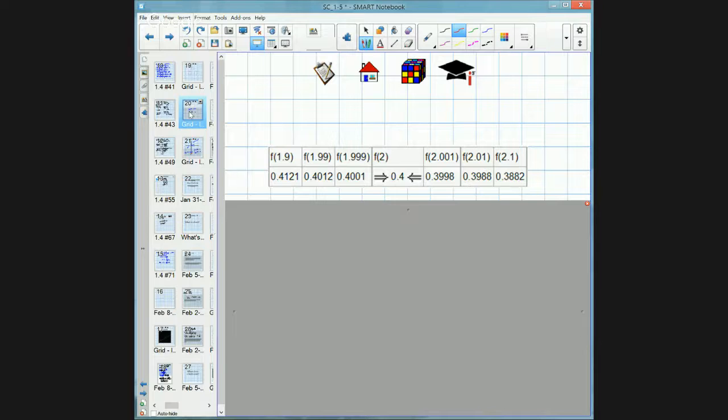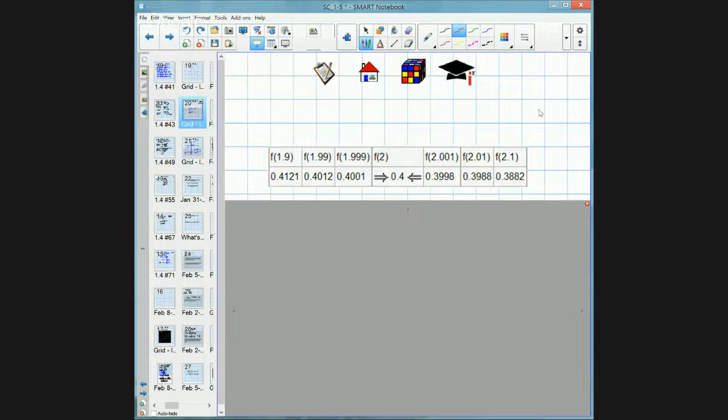Now, take a look at this. Okay, so now look at this slide. You see we have some ordered pairs here. We have f of 1.9 is 0.4121. f of 1.99 is 0.4012. f of 1.999 is 0.4001.